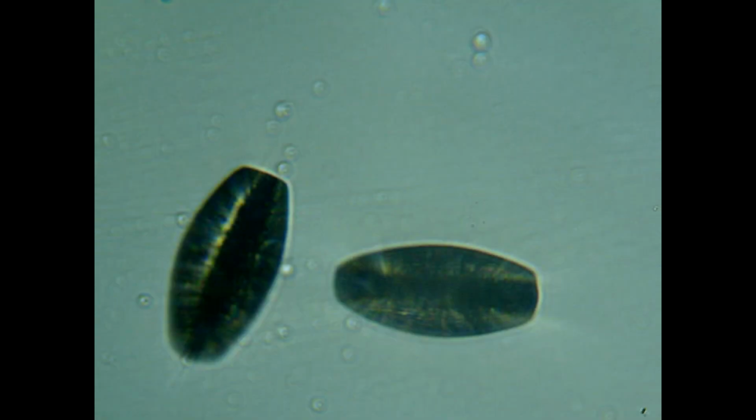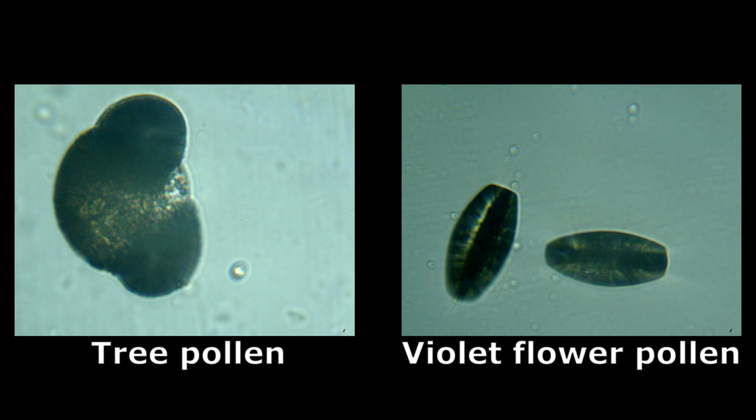These are the pollen grains of that little purple flower, which is called a violet. They look pretty different from the tree pollen from my car, don't they? What big differences can you see?